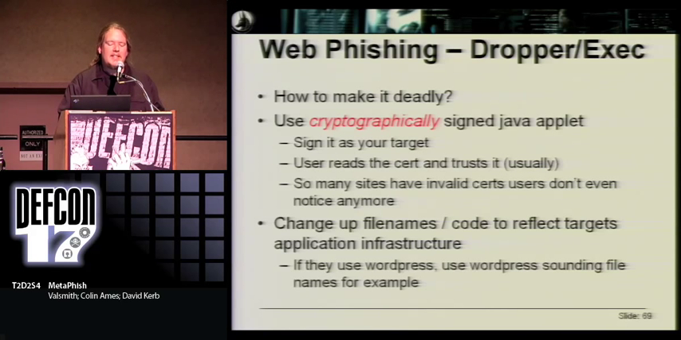Now, how to make this really deadly is if you cryptographically sign the Java applet as your target. Most users are going to go, oh, look, my website has a little signature thing asking me to run something. They're going to trust that because it's from their site, signed as their company. Why would they question it? They're going to hit run, and they're going to get owned. We usually change up these file names to reflect the target's infrastructure. If they're running WordPress or some other content management system, we want to make sure our stuff matches that so it's not just some random Java applet file that they never heard of before.